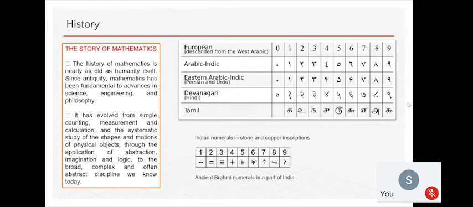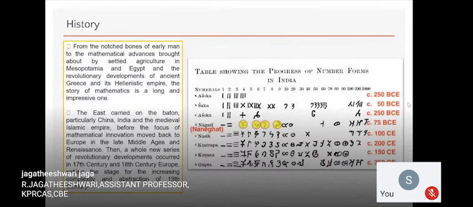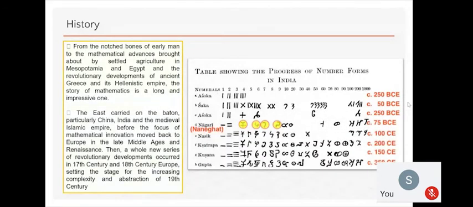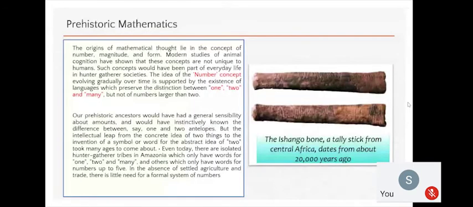This is the evolution of numerals in the ancient history of mathematics. This table shows the numerals evolving, particularly in India, at different empire levels in history. You can see from Asoka to Devanagari, as well as the Gupta schemes, the numerals' evolution. So this is ancient and prehistoric mathematics.